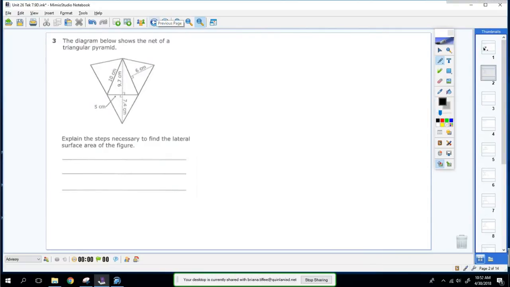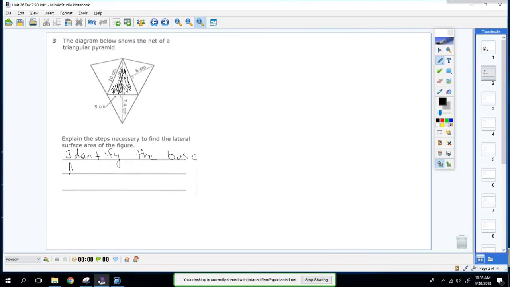Okay, number 3, the diagram below shows the net of a triangular pyramid. Explain the steps to find the lateral surface area of the figure. So the first thing you're going to do is identify, which means to find, the base. The reason you want to identify the base first is that way you know which of the faces are your lateral faces. The one I shaded in is your base. So that means the 3 surrounding it are your lateral faces.